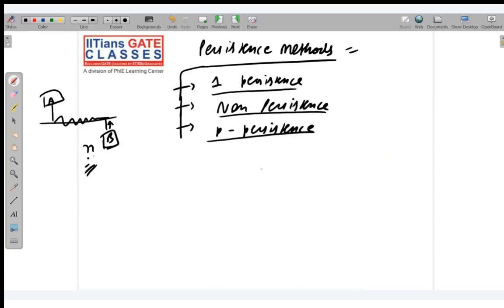One persistence means, very obvious, if B senses the channel to be busy, it will keep on sensing the channel. And the moment it finds the channel to be idle, it will immediately send the data. One persistence means the station will keep on sensing the channel if it is busy, and as soon as it finds the channel idle, it will send the data. That is the basic meaning of one persistence.